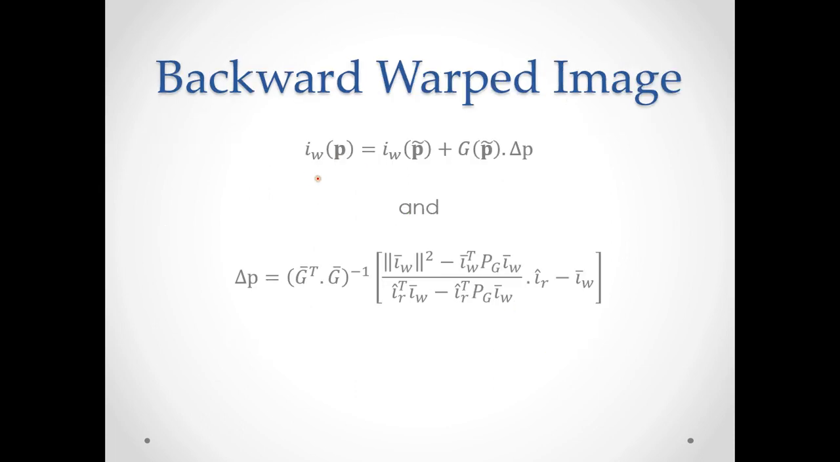And finally the backward warp. If we get the delta p from the previous iteration, we add it to the previously optimized value, and we get the new warped image vector.